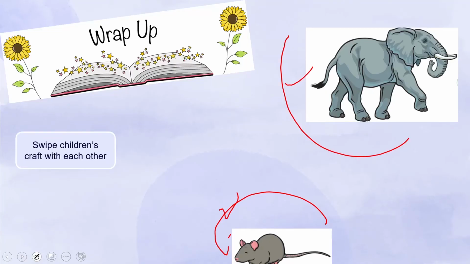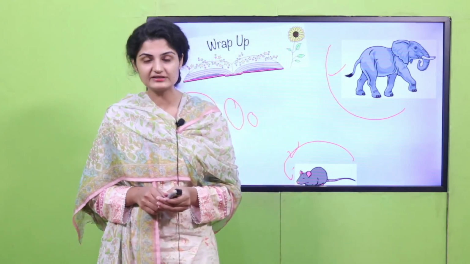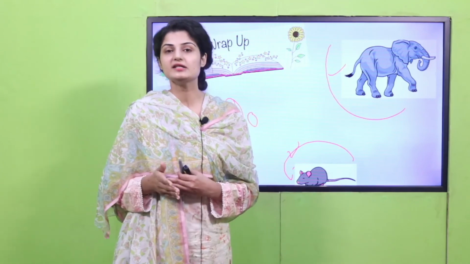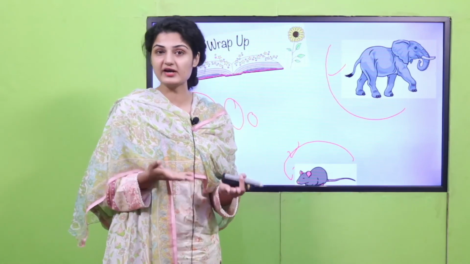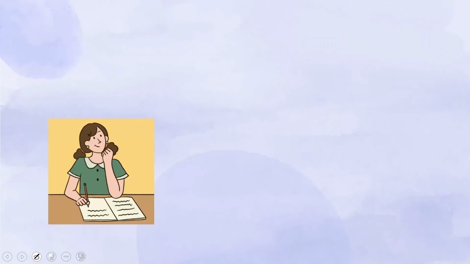And then what we did, we compared the objects, big object and small object, two cups and two balls. And then we made two balls, one big ball and one small ball with the Play-Doh. And I want you to swap your craft with your peer so they can know whether you have made the right size of ball or not. So with that our lesson has come to an end.